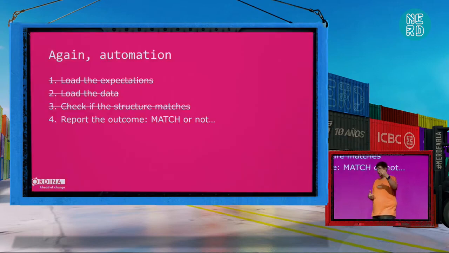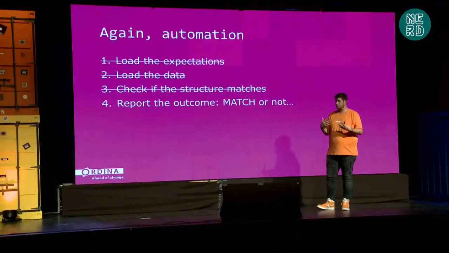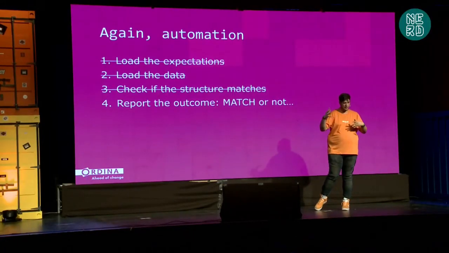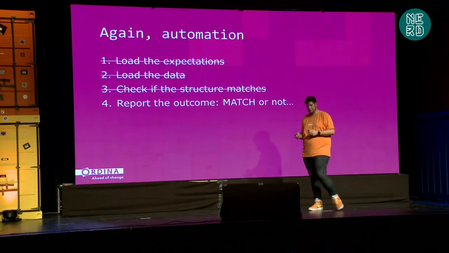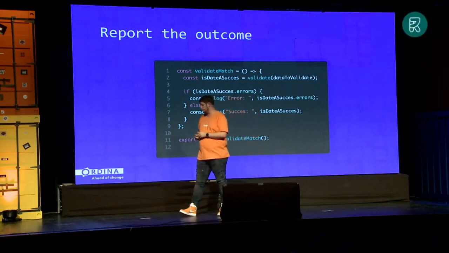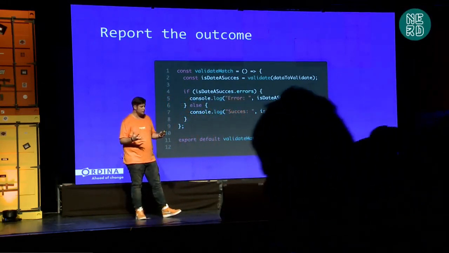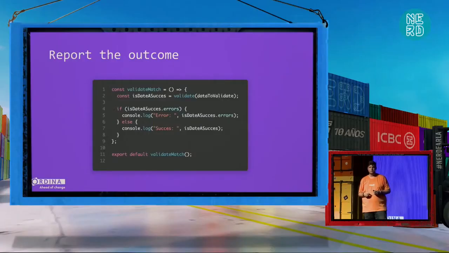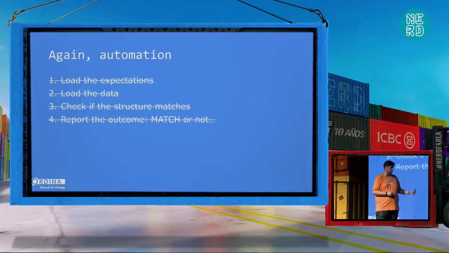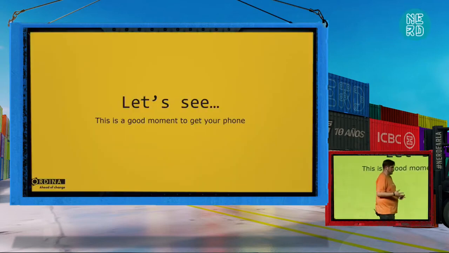So now we have all the steps, and in the end, they just want to report the outcome. Like, they've had the date, or they've had it planned, is this a match? So they're just going to do a console log, showing, was this a match? Were there any errors? How did it go? So the automation is done, and they go on a date.